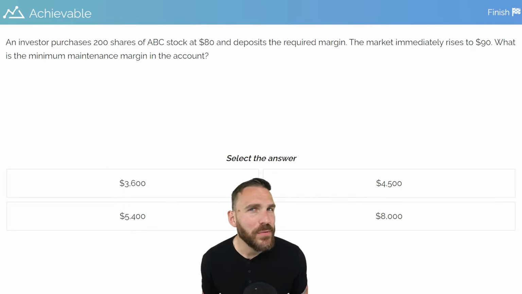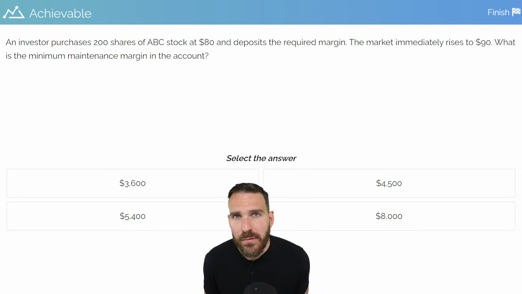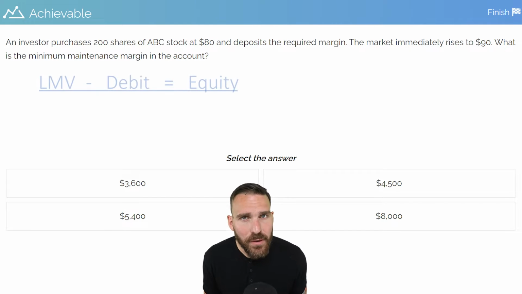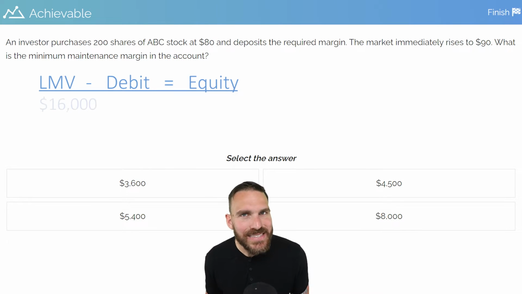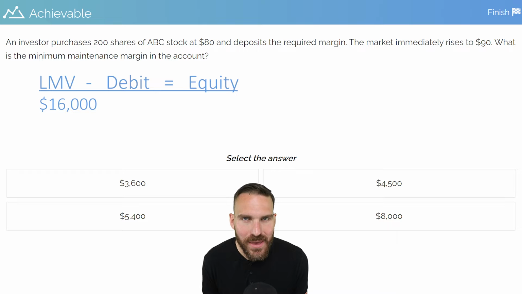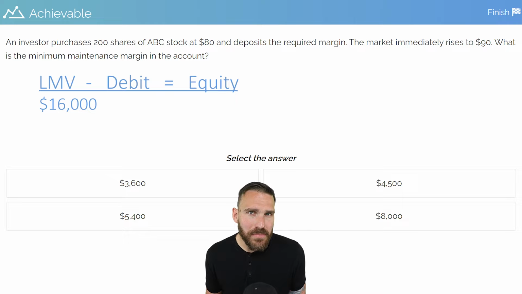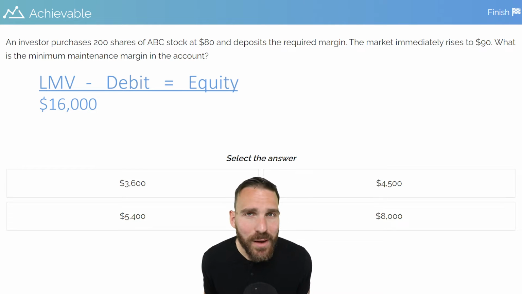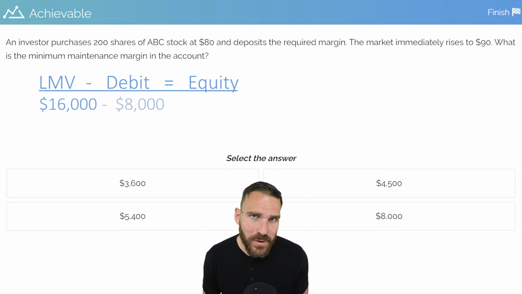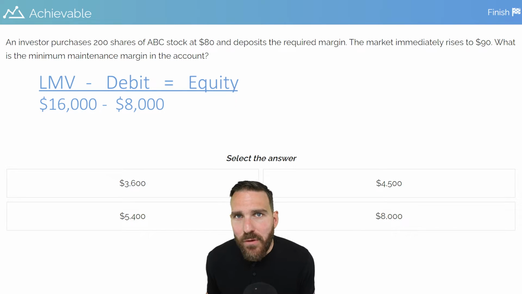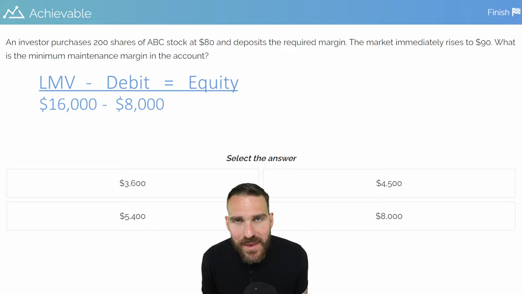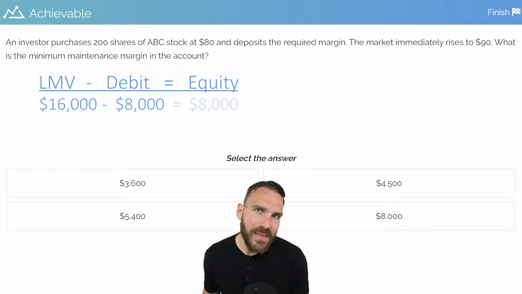The first thing that's good to establish here is just the plain old equity formula, and let's just focus on where we start. Now, this is a long account, and the long equity formula is long market value minus debit is equal to equity. 200 shares times 80 is $16,000 of LMV, and we'll go ahead and plug that in. Now, if they're depositing the required margin, we can safely assume that means they're meeting the Regulation T 50% requirement. 50% of 16,000 is going to be 8,000, and that will help us complete the formula. If we have a $16,000 LMV and an $8,000 debit, that leaves us with an $8,000 equity.